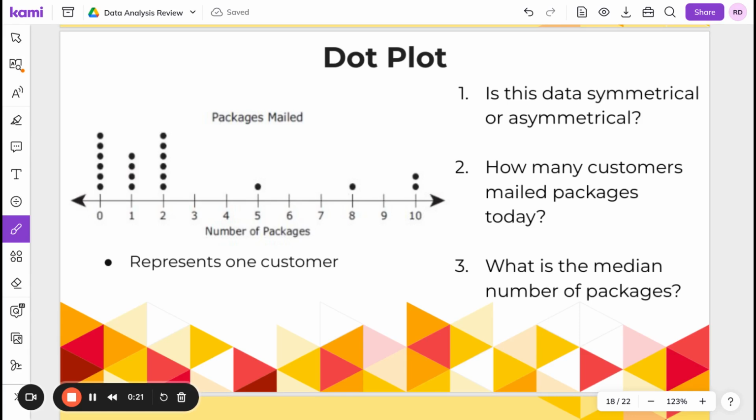Okay, so if we come in here and count the dots, we have 1, 2, 3, 4, 5, 6 people selling 0 packages. We have 1, 2, 3, 4 people selling 1 package. 1, 2, 3, 4, 5, 6 more people selling 2. 1 person selling 5. 1 person selling 8. And 2 people selling 10. So if we added them up, that would tell us that a total number of 20 customers came in with packages.